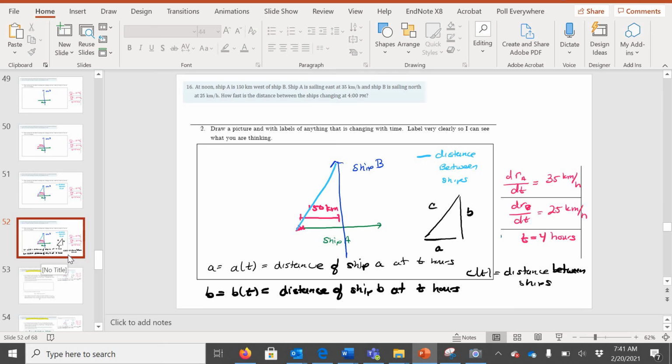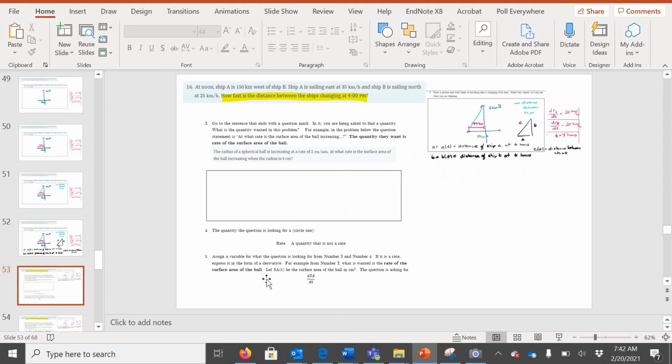So I'm going to call A of t the distance of ship A at t hours after my start point, after this red dot. And I should have said that. B of t is the distance of ship B at t hours after the start point, which is going to be at this intersection I've drawn and up. I put this off to the side. Your cadet eyes are better than my eyes, but you probably can see this.